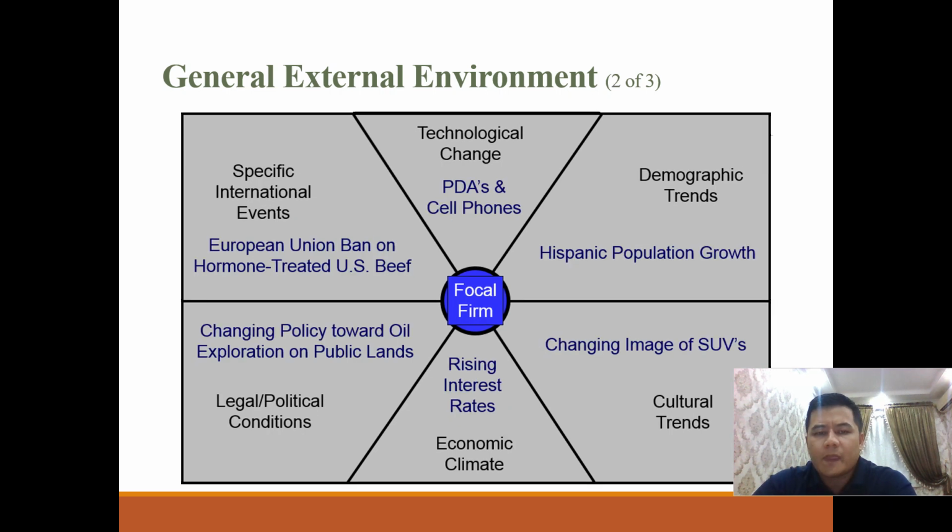So here you can see specific international events, for example, the European Union ban on hormone-treated US beef. In the case of technological change, PDAs and cell phones. Demographic trends, Hispanic population growth. Changing image of CEOs in cultural trends. In the economic climate part, we can say rising interest rates. Legal and political conditions, changing policy toward oil exploration on public lands, and so on.